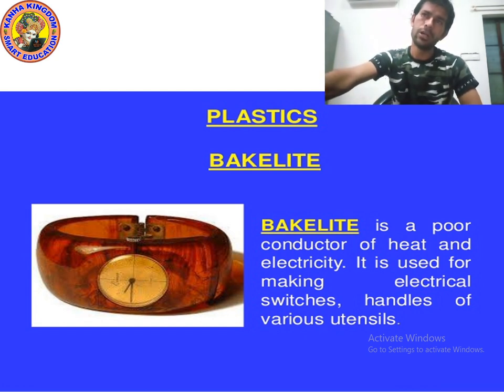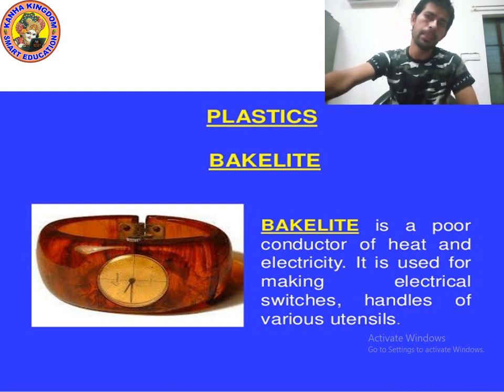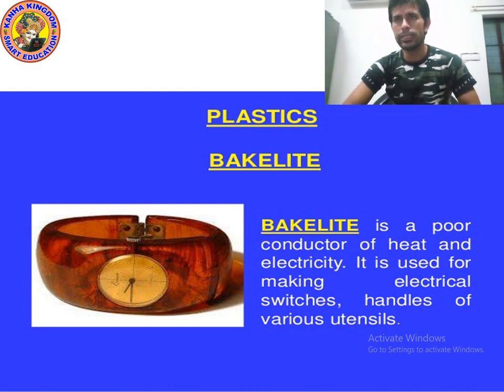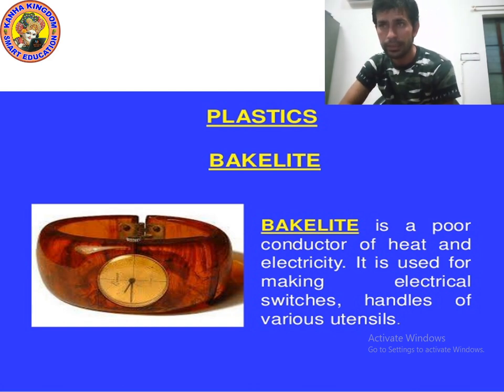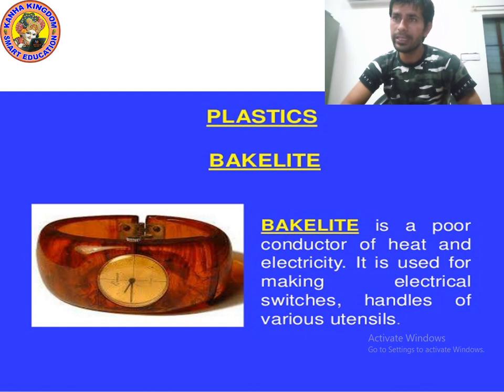And what is the meaning of poor conductor? Material through which current cannot pass. Yes, material through which current cannot pass, like bakelite. Okay, it is used for making electrical switches, handles of utensils. Remember kids, uses of bakelite: it is used for making electrical switches, handles of various utensils.